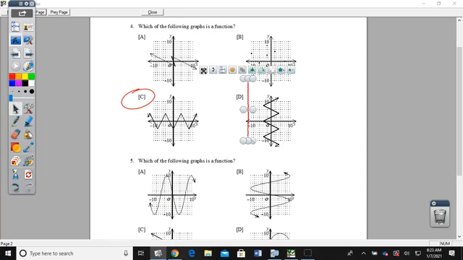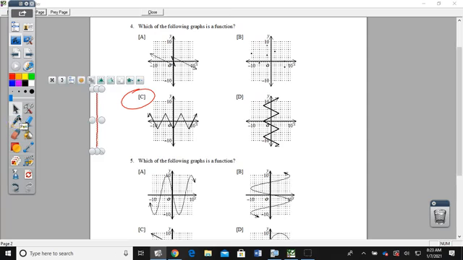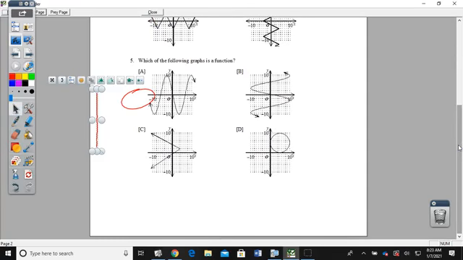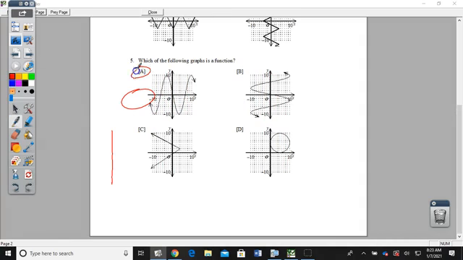Everybody good? I'm just going to keep this right here and bring it down here. How about 5? It is A. No matter where you put it, it's only touching it once. Here, more than once, more than once, more than once. So it is A. Any questions on those? Everybody's good on the first sheet, right?